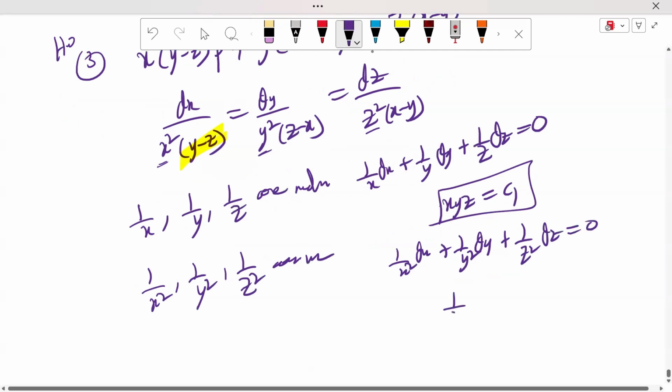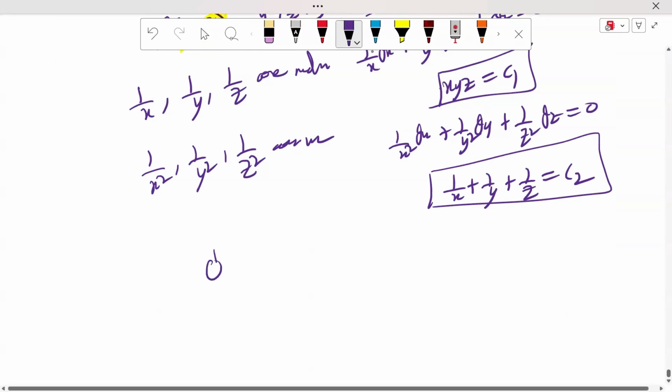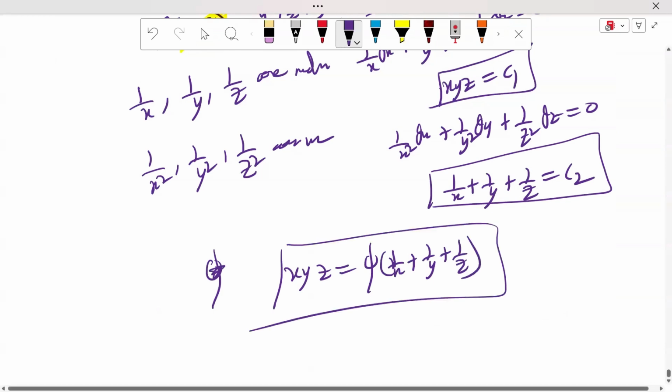Integrating on both sides, 1/x plus 1/y plus 1/z is equal to c2, which is the required second solution, sir. So finally the right answer is xyz is equal to phi of 1/x plus 1/y plus 1/z. It is the required solution. Is it clear, sir? Are the multiplier methods clear, sir?